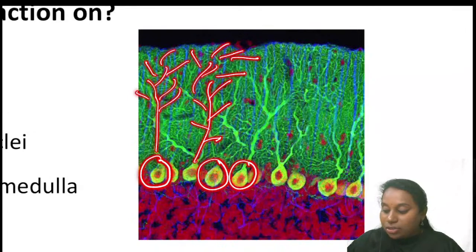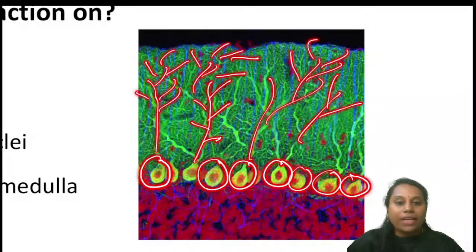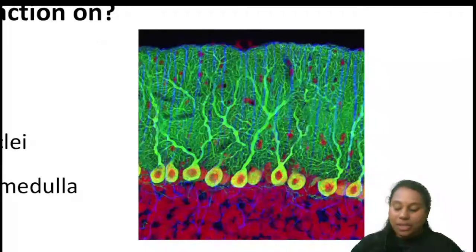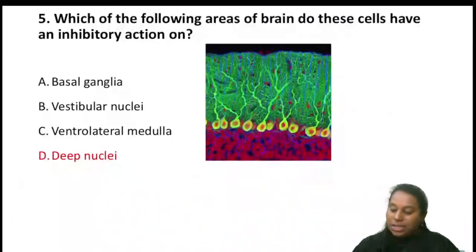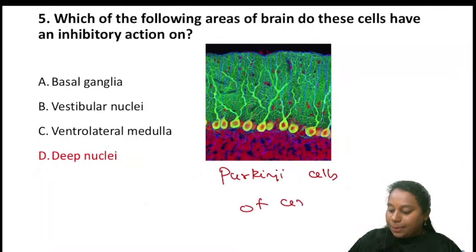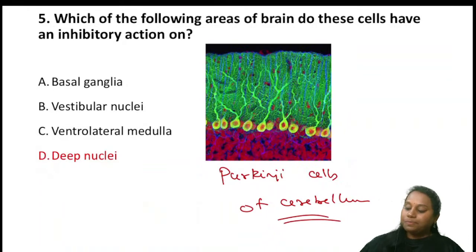If the dendrites are showing a multiple dendritic pattern like this, easily you can identify the cell as a Purkinje cell. So the question is about the Purkinje cells of the cerebellum. Let's learn about the Purkinje cells of the cerebellum.